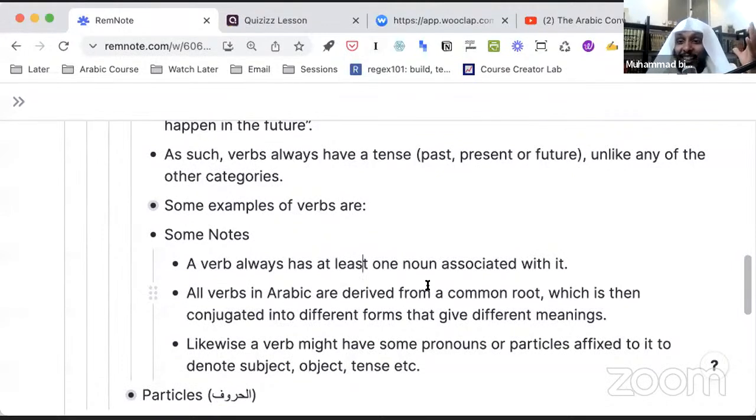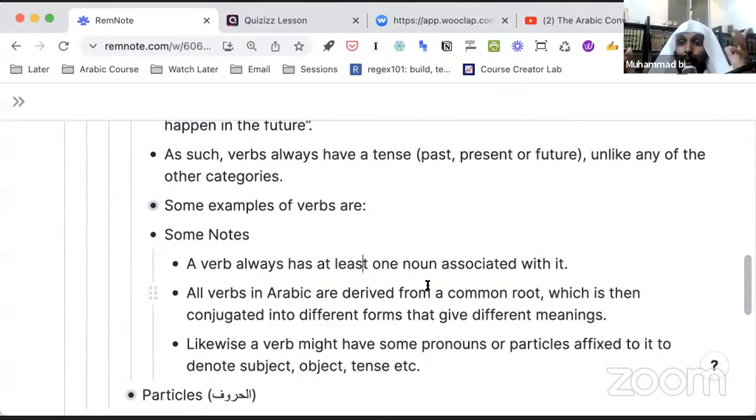And this goes back to our aqeedah, alhamdulillah. Okay? We don't have the atheist logic, right, where things just happen. Every action has a doer. So even when we look at Allah's creation, there has to be a creator. Things can't create themselves, right?